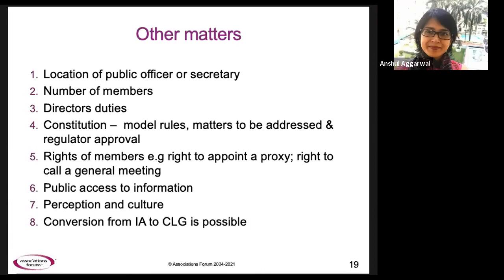Kathy, we have another question coming from Dawn. Are there any statistics on which associations are also charities in Australia?